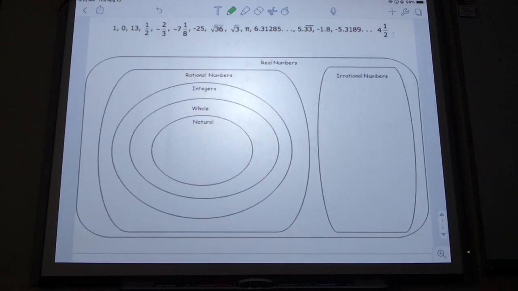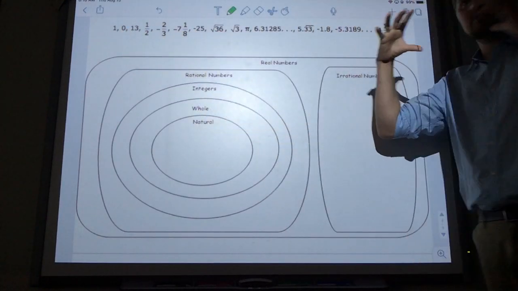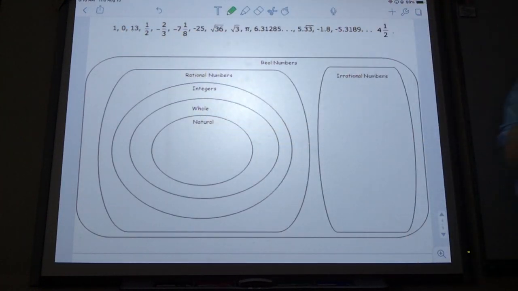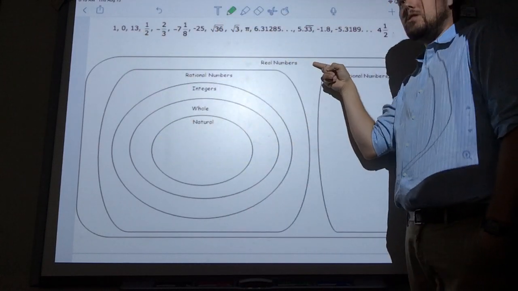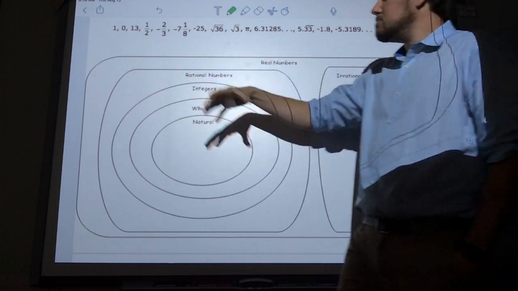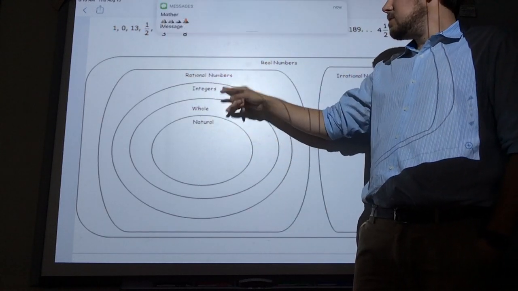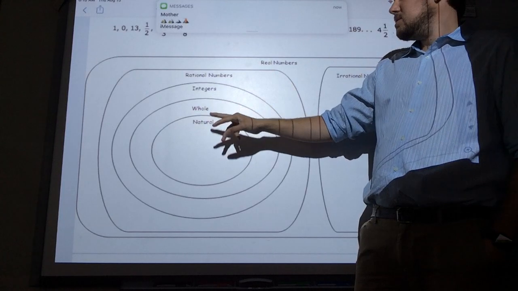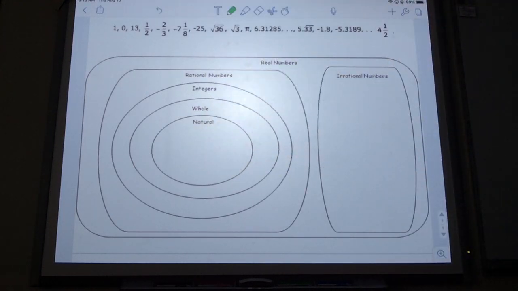All right, so I want you to try on your own, or you can try with the person next to you to place these pieces. Okay? I want you to start here and try to place them in the smallest circle you can. So yes, you can take every one of these and write them right here, because they're all real numbers. I want you to try and place them in the smallest. Number 1 is real, but it's also rational, but it's also integers, but it's also whole, and it's also natural. So put it in the smallest one. Okay, go ahead and try to place those for me.